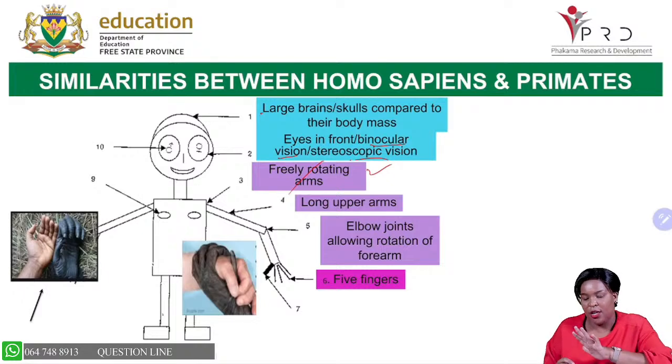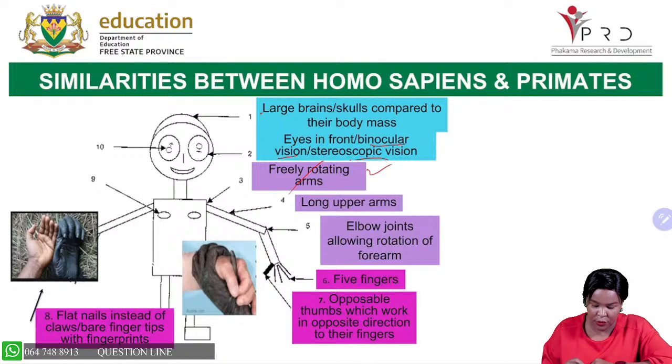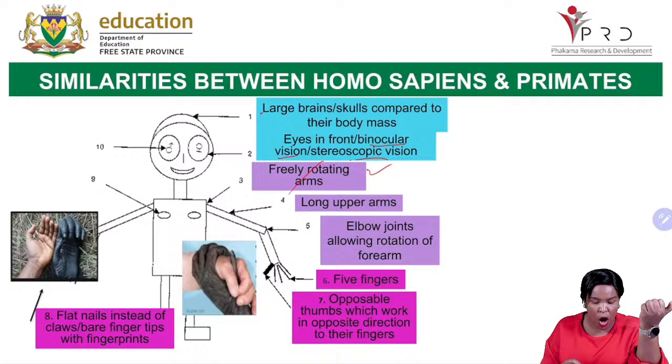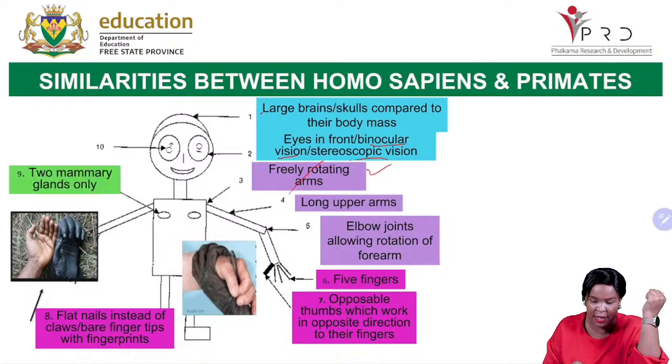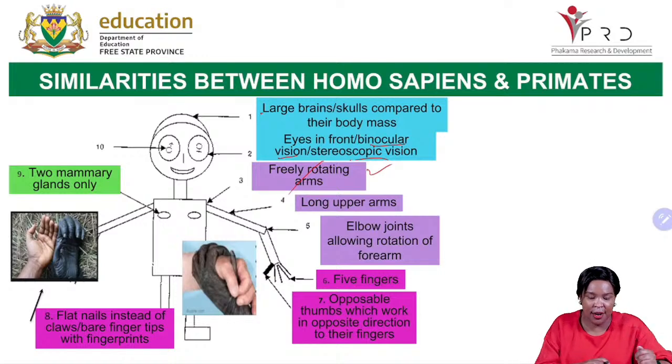Then 6, this one, anyone can get this one. 5 fingers. All primates have 5 fingers. Then 7, an opposable thumb, meaning a thumb that is working in the opposite direction with the rest of the fingers. Then 8, flat nails instead of claws, or they have bare fingertips. You can write it like that. That is number 8. 9, 2 mammary glands in front.